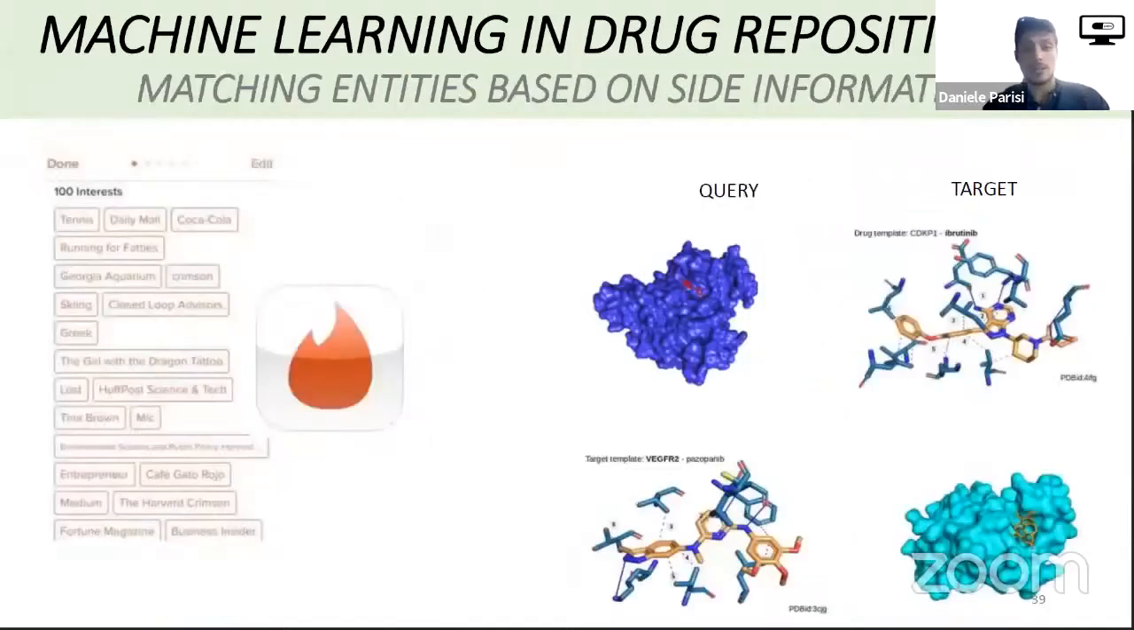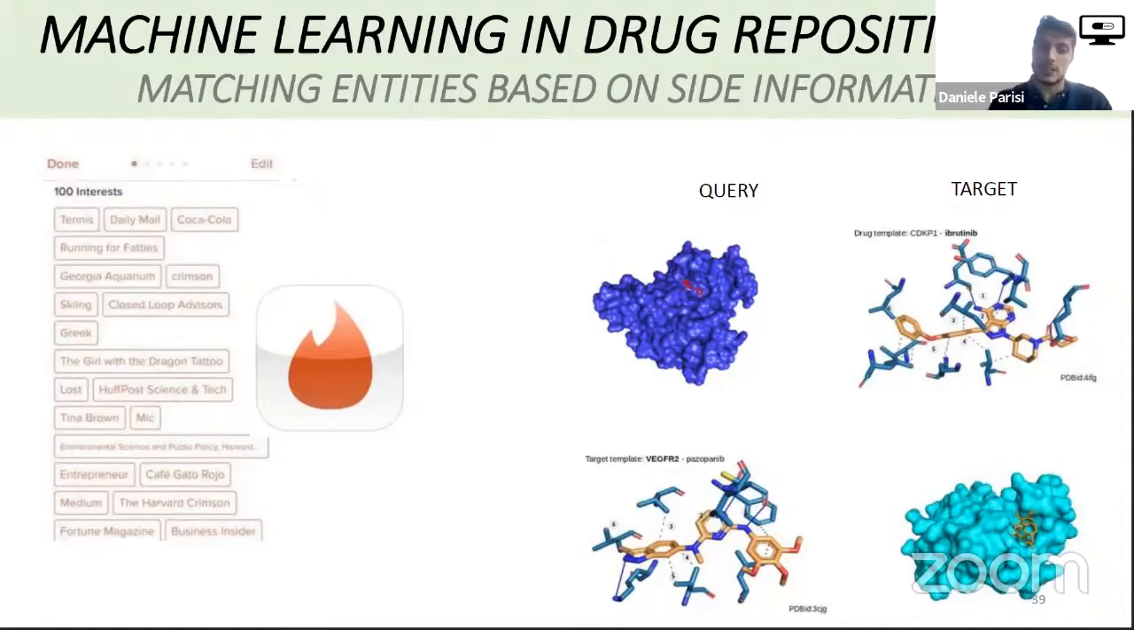After that, we tried to increase the drug target interaction prediction by using side information. So different information that can describe all the different entities, and the similarities among that information could be learned by a model and give us a better prediction.